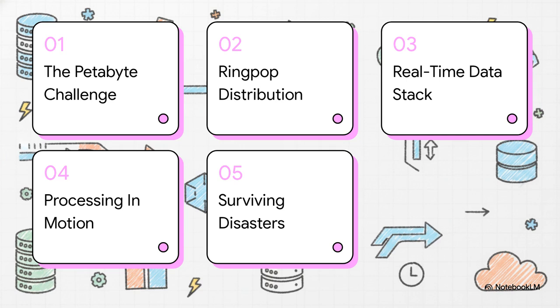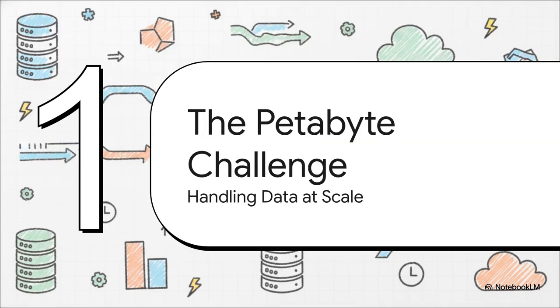So here's our roadmap for today's explainer. We'll start with the petabyte scaling challenge, then move to Ringpop and distributing the app, explore the real-time data stack, talk about processing data in motion, and finally wrap up with surviving disasters at scale. Let's kick things off with Section 1, the petabyte scaling challenge.